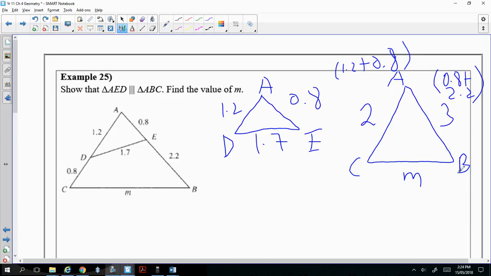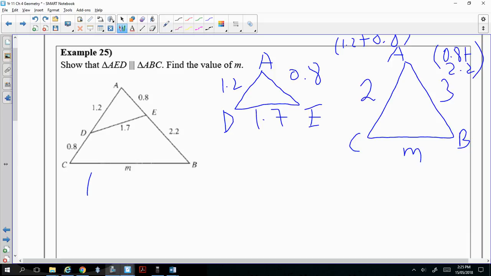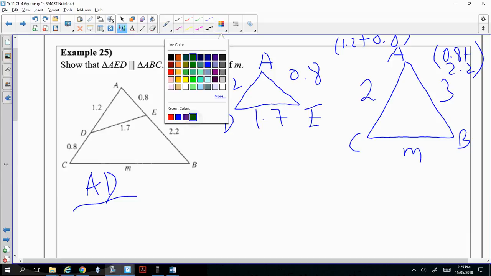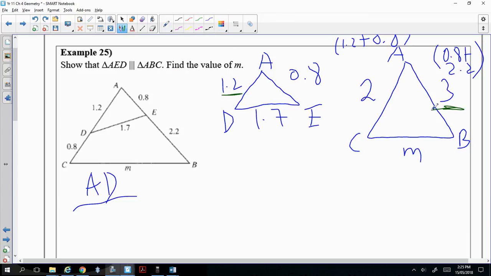But which side will match with AD? AC or AB? AB, why? Because it's the longest one. Yeah, be careful. You match this with this. Whereas in the other one, we matched the 1.2 with the same side, but in this one, it seems that the triangle has been changed. So you match the big with big, small with small. Okay, so AD over AB equals 1.2 over 3, which you can simplify to be 0.4.